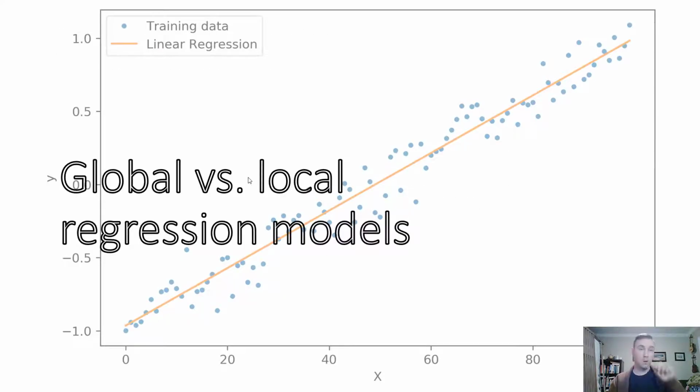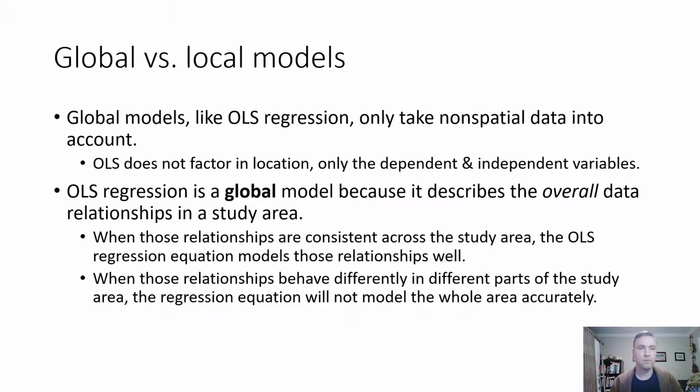Okay. Global versus local regression models. So global models, like OLS regression, like we talked about last week, only take non-spatial data into account. OLS does not factor in location. It's not about where features are on the landscape. It's only about the dependent and independent variables associated with the data set. But there may be times when you need to actually take physical location of features on the landscape into account.